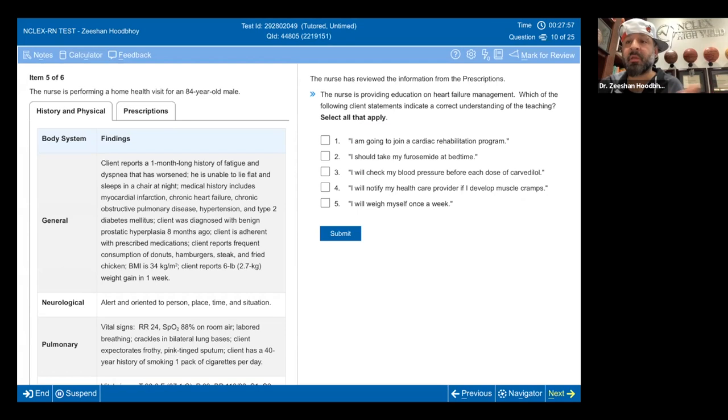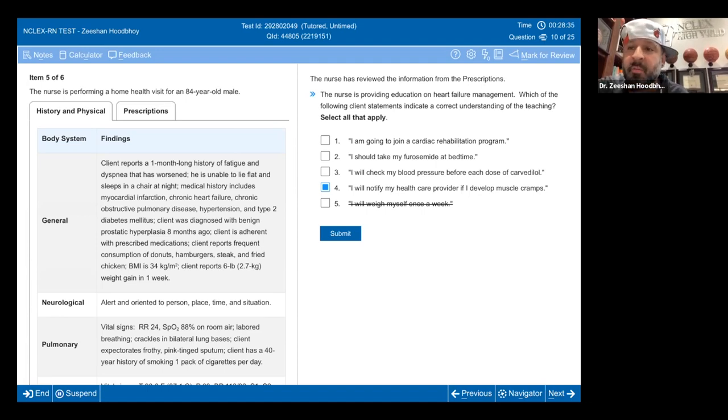Select all that apply. So now, which of the following statements indicate correct understanding of teaching? Wait a minute. Is this one of the five types of questions? Yeah, it is. So I will weigh myself once a week. Once a week? No. I will notify my healthcare provider if I develop muscle cramps. Hello, we learned this. Diuretics, potassium, potassium, potassium. I will check my blood pressure before each dose of carvedilol. Yes. I should take my furosemide at bedtime.